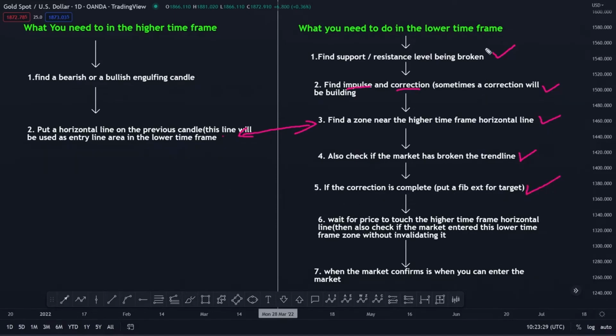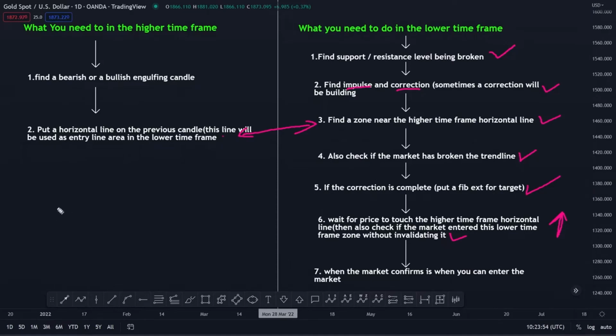And then when you have all of these things, wait for price action to touch the higher time frame horizontal line. Then also check if the market entered this lower time frame zone without invalidating it. Also check that too. When the market confirms everything above here, that's when you will decide when to enter.